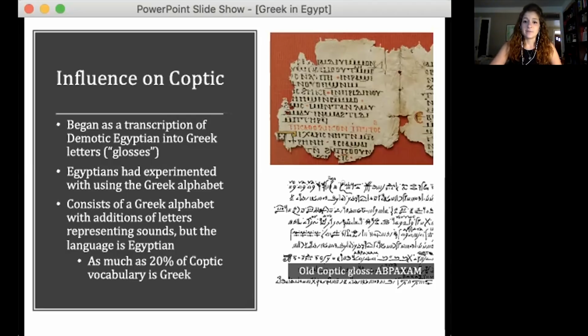Eventually, Coptic became a language in its own right and superseded Demotic, the common Egyptian language, up until the 2nd century BC, give or take. It consisted of a Greek alphabet with the addition of Demotic characters to portray sounds that didn't exist in Greek, like j.